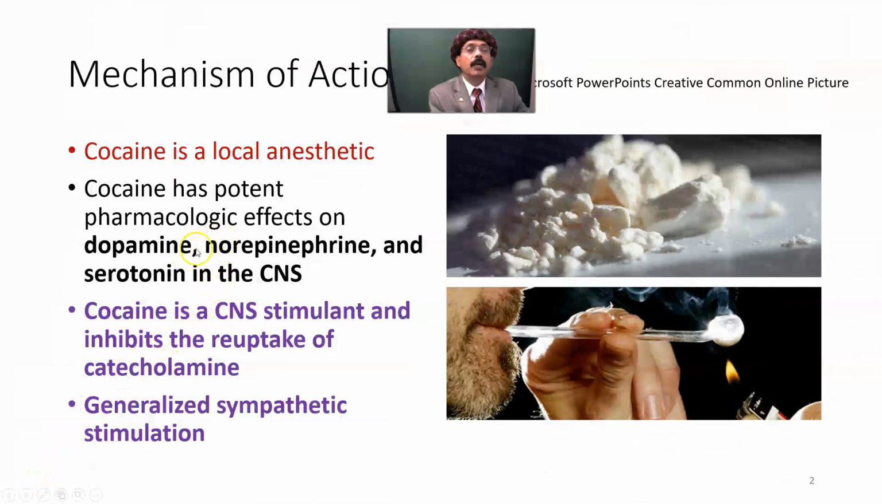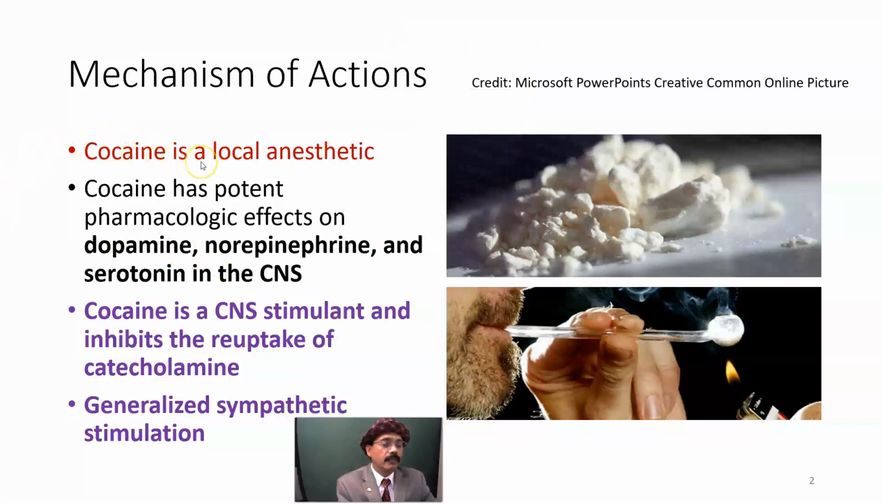So what is the mechanism of action of cocaine? How does it work? In one way, cocaine is a local anesthetic that is approved by the FDA. Cocaine also has a potent pharmacological effect on dopamine, norepinephrine, and serotonin in the central nervous system. These are neurotransmitters, catecholamines. Cocaine is a central nervous system stimulant and inhibits the reuptake of catecholamines. That means they will not be reuptaken at the presynaptic membrane. There will be generalized sympathetic stimulation due to the action of cocaine.